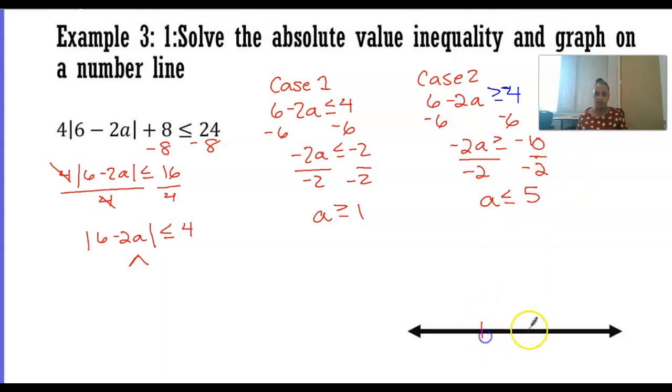Let's mark our number line with 1 and 5. So a is greater than or equal to 1. So it's going to be solid and to the right. And a is less than or equal to 5. So solid and to the left. Again, this is an AND type inequality.